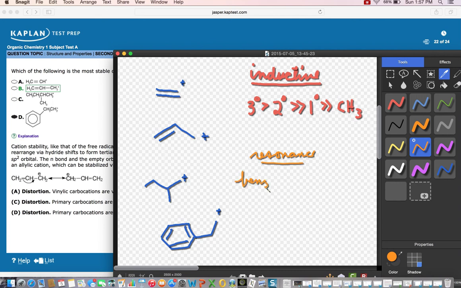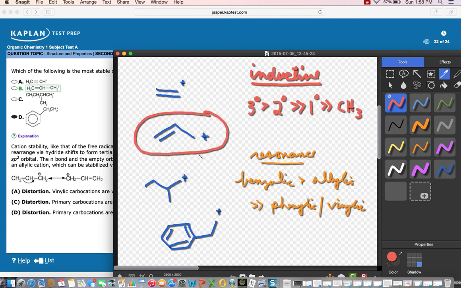Benzylic is more stable than allylic, which is significantly more stable than either phenylic or vinylic. The resonance effect in almost every case in organic chemistry trumps the inductive effect. That makes B the best answer.